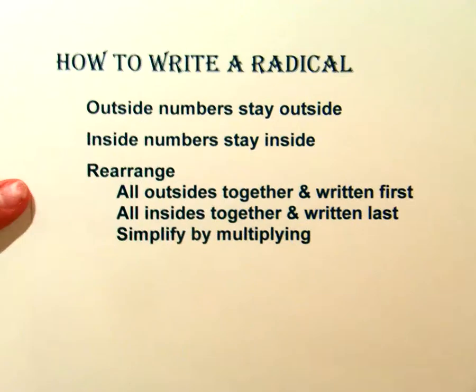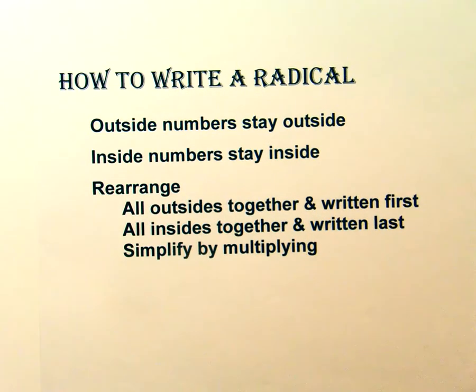Okay, let's talk a little bit about this. What did we just do? I have another one here. I'll do this first. What I just talked about is how to write a radical. So make sure that you make a note of this, and then I'll go on. All the outside numbers down the outside, the inside, and you arrange it so they're written together. So here's an example of that.